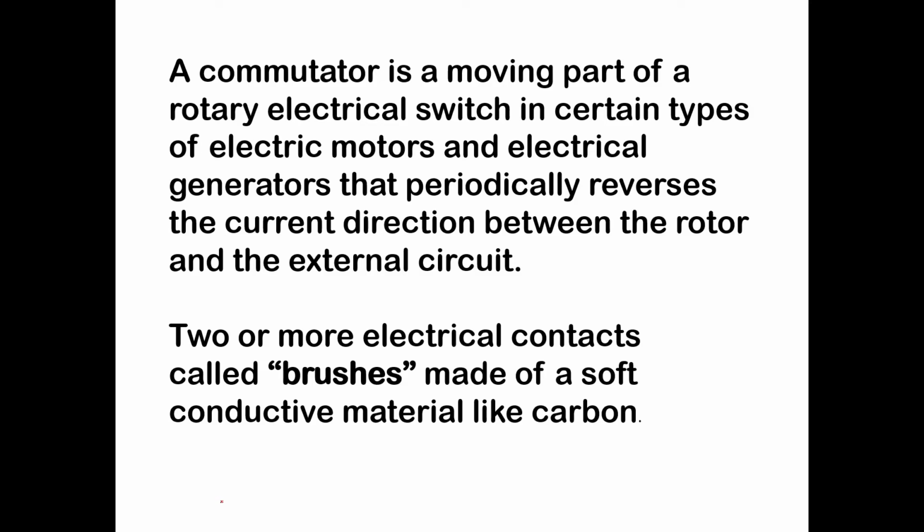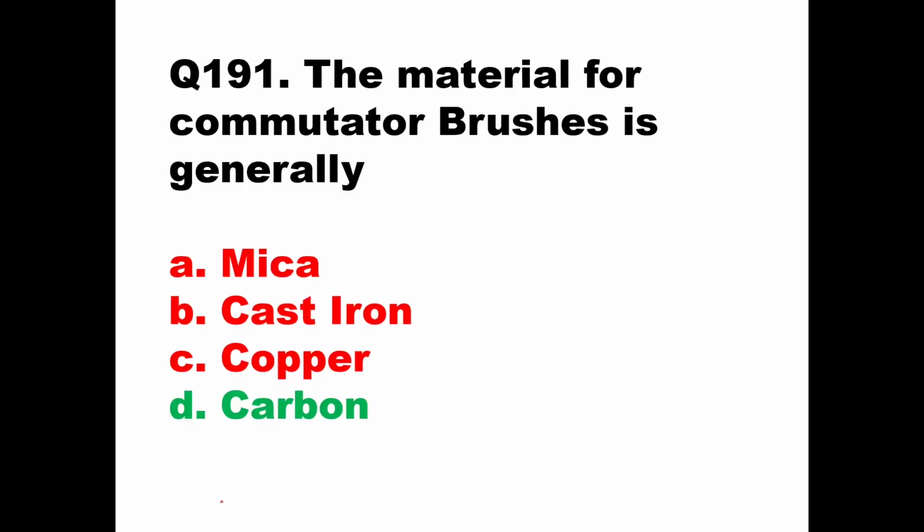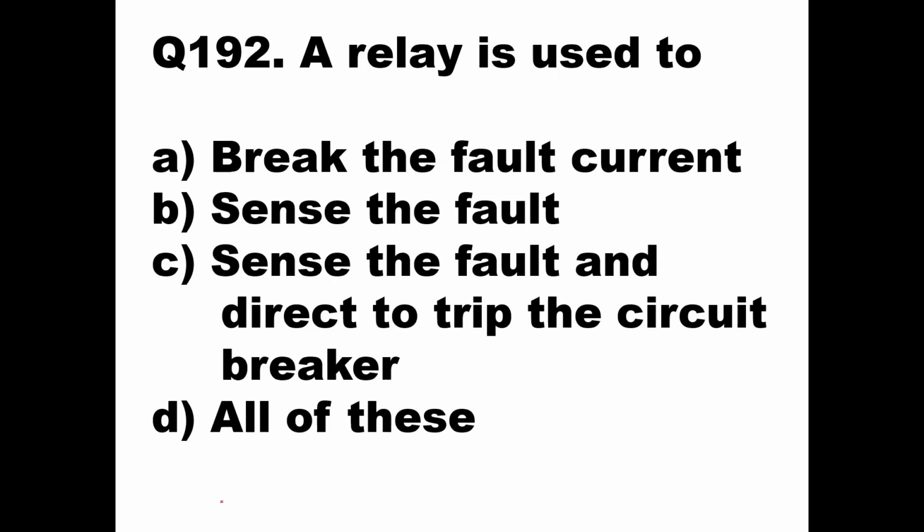So two or more electrical contacts called brushes, made of a soft conductive material like carbon, are put over there so that this contact is done properly and the part which is moving can move without any loss. Okay. So here the answer will be carbon. The material for commutator brushes is generally carbon. Okay. Then we'll go to the next question.